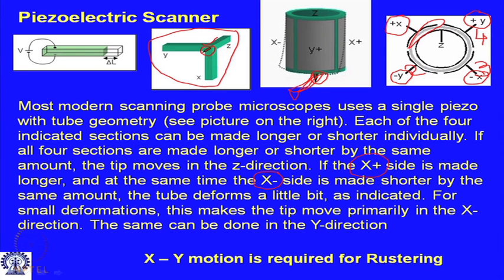Just as a quick look, if the x plus side is made longer and at the same time the x minus side is made shorter by the same amount, the tube deforms a little bit as indicated. It is like this, and for small deformation this makes the tip move primarily in the x direction. The same can be achieved also for y. So, you can see by independently controlling the voltage, you can either use this piezo to move in x or y direction, or you can also make it move in the z direction.